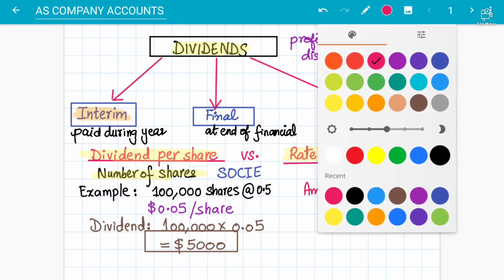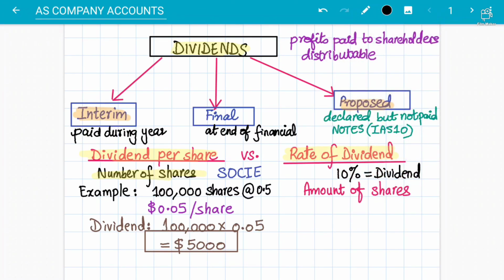Okay, so what will be the amount of shares? Let's say it's the same example, just I've given you more information of a 10% dividend. First you find out the amount, that will be 100,000 shares into $0.5 per share. So that is basically the amount, students. That is basically coming to $50,000 as the dollar value of the shares, and this is the amount of shares, and then you just multiply with the percentage of dividend, that is 10%, and this is how you get the dividends in the other case. Okay, $50,000 into 10% gives you $5,000 as well.